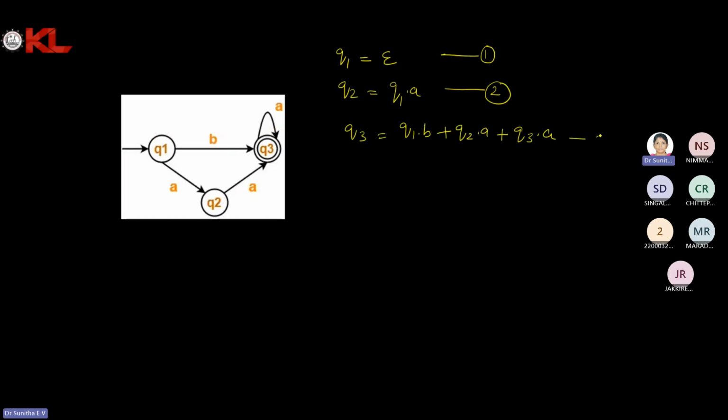So this is equation 3. Now the final state is Q3. So we have to find the equation in terms of Q3. That means you have to substitute 1 and 2 in the third equation, because the third equation represents the final state. So what we can do, Q3 is equal to, what is Q1? Q1 is epsilon. So epsilon dot B plus, what is Q2?